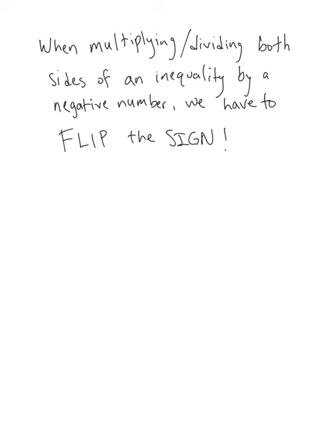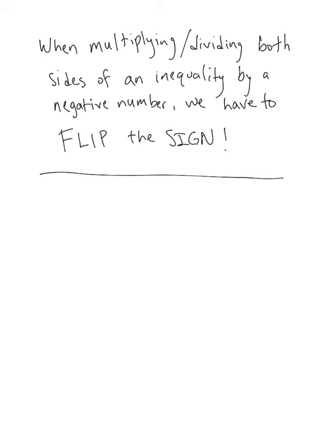So the main difference between what we did yesterday and what we're going to do today is that we have an extra rule, and the rule is that when multiplying or dividing both sides of an inequality by a negative number, we're going to have to flip the sign. And the reason for that is we can find using numbers.